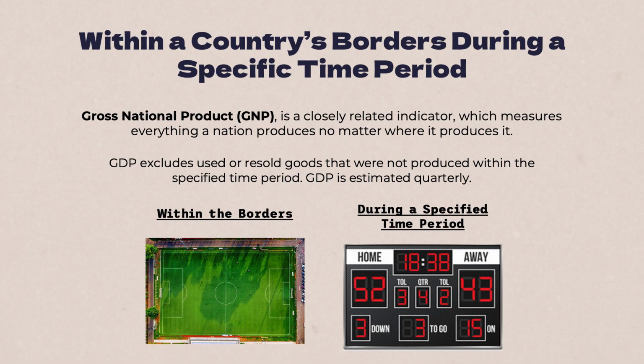Now, another thing I want to say about time periods, we only include new production. So we don't include used or resold goods. This is a current measure of production. So if somebody produced a jalopy in the 1970s, that counted toward the 1970s production.